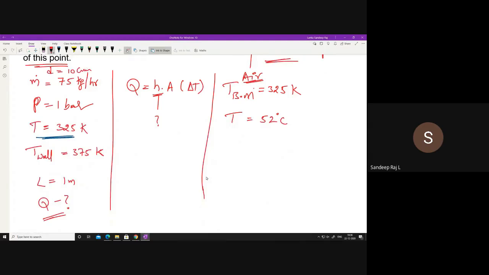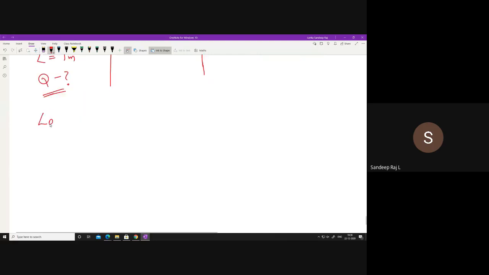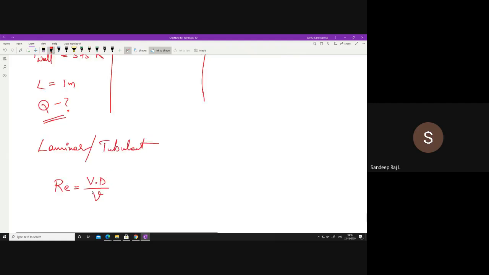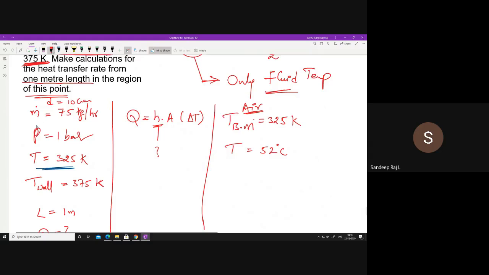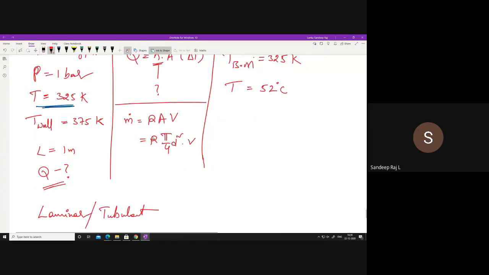Now once you know the bulk mean temperature, what is the next step here? The next step is laminar or turbulent. You have to find out. How will you find out? Reynolds number. It is Vd by nu. Do you have V with you in this formula? In this particular question, he did not give you V. He has given you m dot. What is the relationship between m dot and V? m dot is equal to rho A V. The A value is pi by 4 d square into V. This is the cross-sectional area you have to take here.